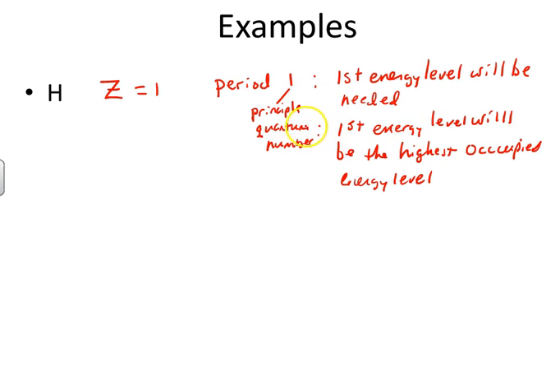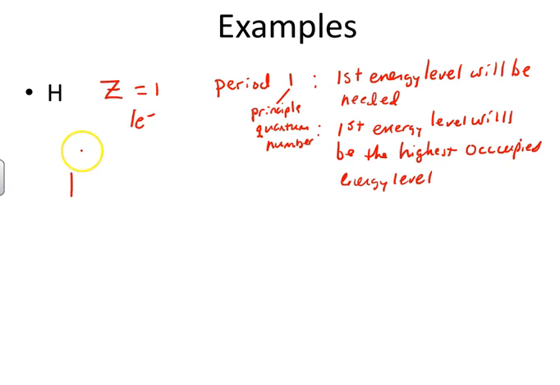For the highest occupied energy level. So we know we're going to need 1 energy level. Okay, so we have an atomic number of 1, which means 1 proton. That means we have 1 electron. So we're going to start by placing this 1 electron in the lowest energy level possible, which is energy level 1. So we write a 1 for the energy level.